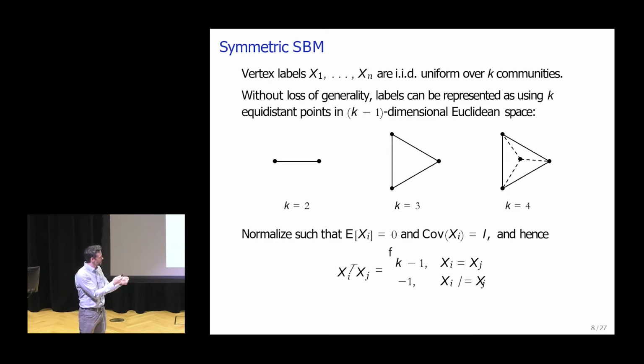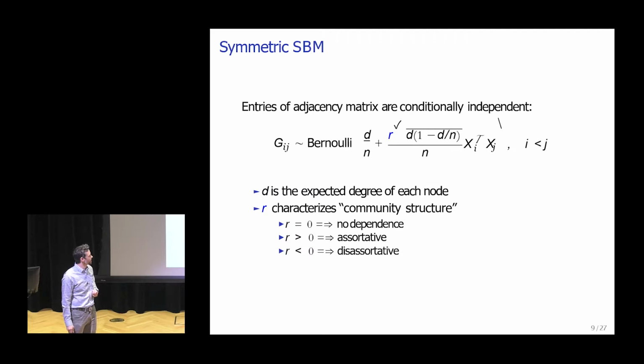If we're in the same community, we get a large positive number. If we're in different communities, we get a negative number. So this representation allows me to turn this geometry into just saying two different numbers if we're in the same community or different communities. And then based on this, I can construct what is going to be called the K-community symmetric stochastic block model.